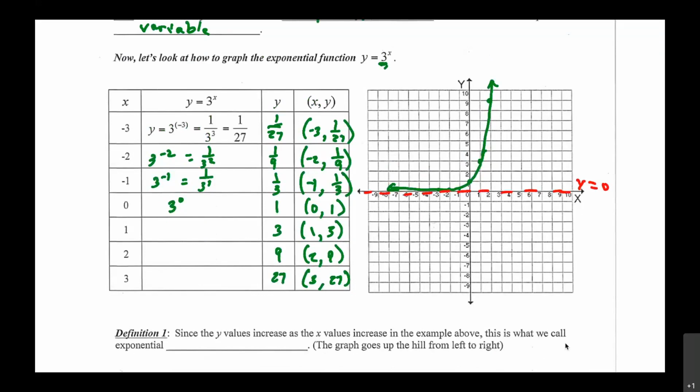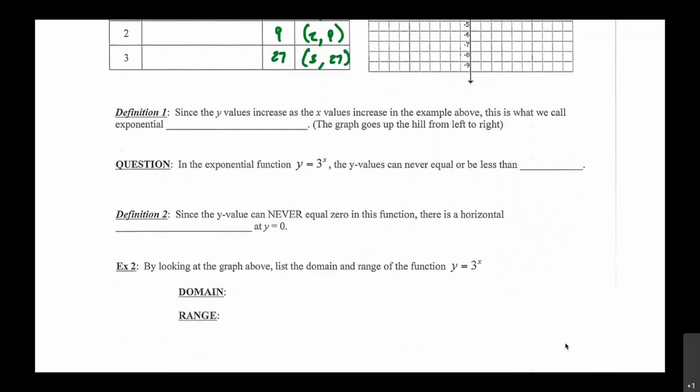All right, so now, let's fill in some of the blanks here. We've talked about them, but let's fill some stuff in. Since the y values increase as the x values increase in the example above, this is what we just noticed, what is called exponential growth. What we just talked about, COVID cases, Pay It Forward, all that kind of stuff, is how fast something can grow exponentially.